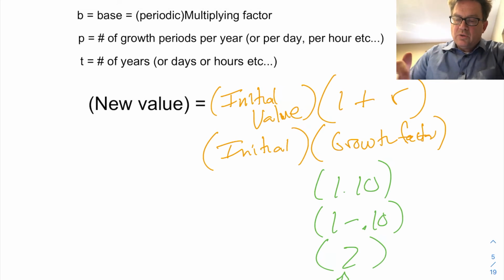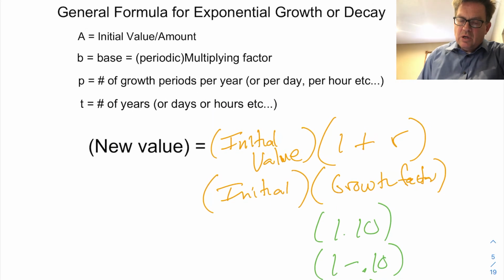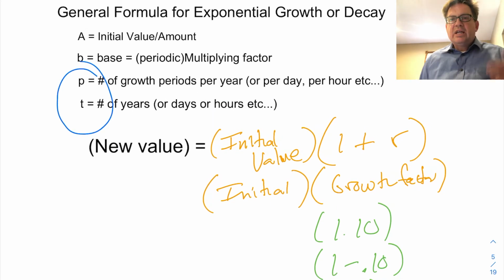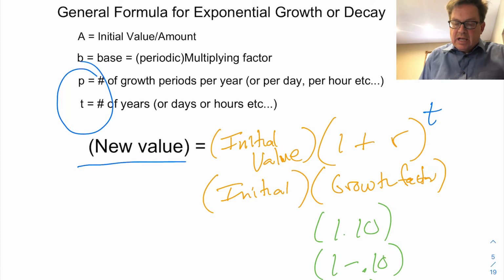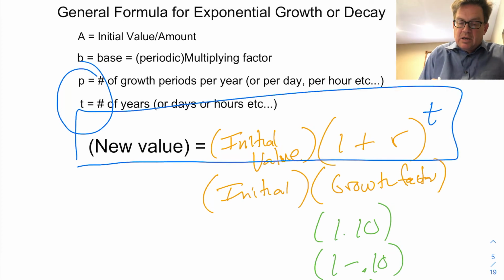And so what happens here? If we let it grow for, say, t years or days or hours or whatever the context is, then like we did before, we're going to multiply by that growth factor t times. So we're going to get an exponential function that looks like this.